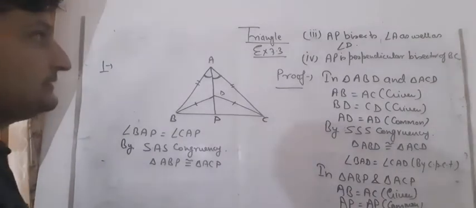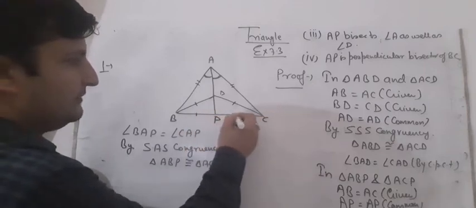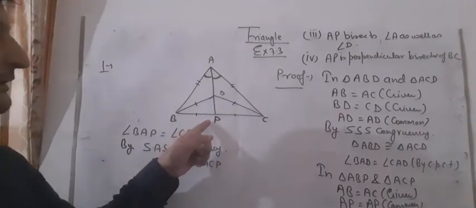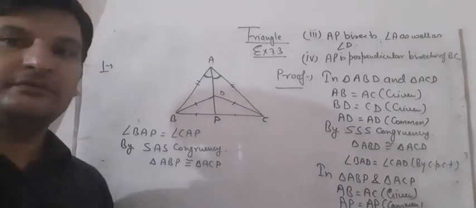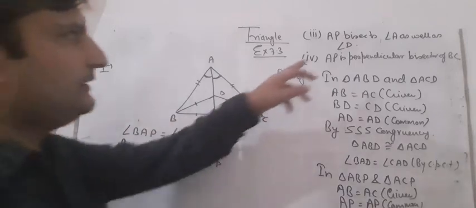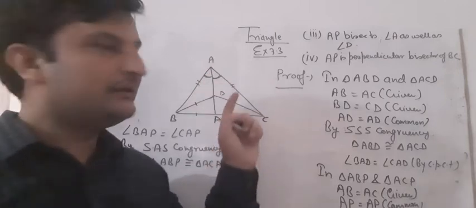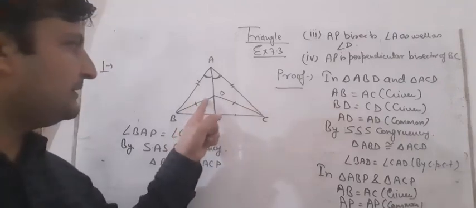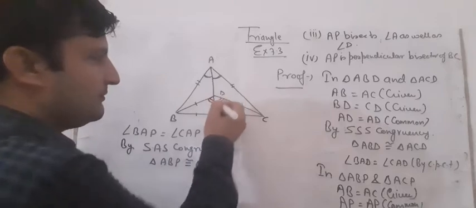AP bisects angle A means AP... We have to prove that this side is equal to this side. How can we prove it? It is written that AP bisects angle A and angle D. So students, what will we do? Now we have to prove that AP bisects angle A as well as angle D. Angle A we have already proved, that this line bisects it, and now we have to prove that AP bisects the other one also. Means this angle equal to this angle we have to prove. How can we prove it?